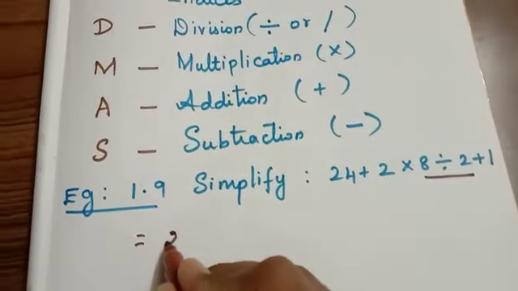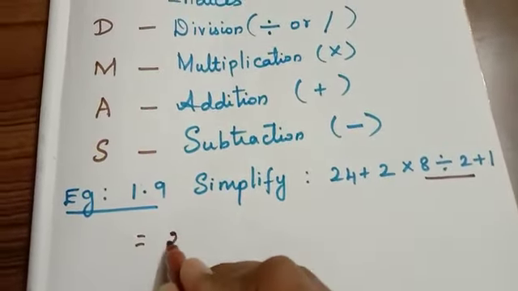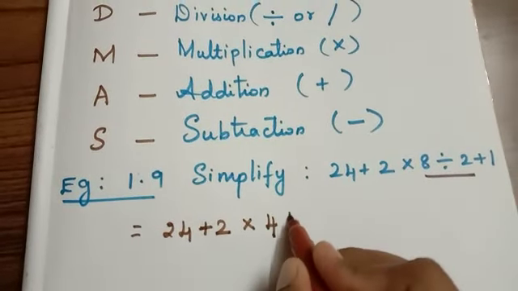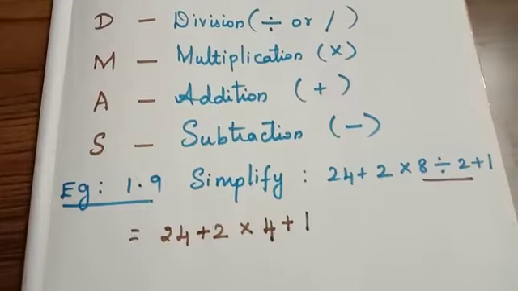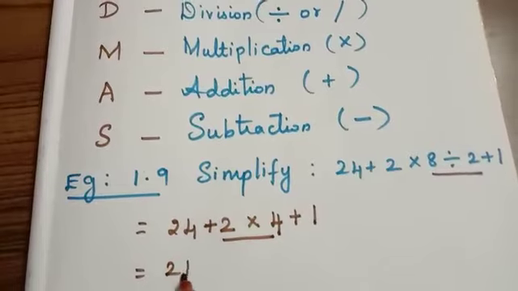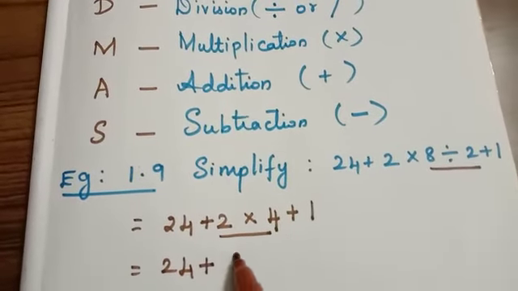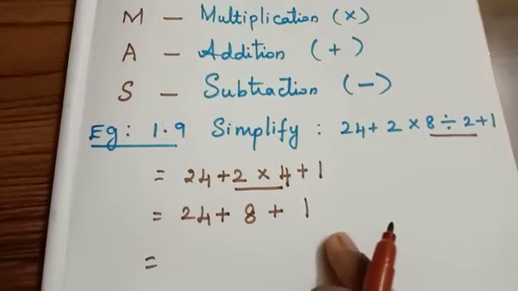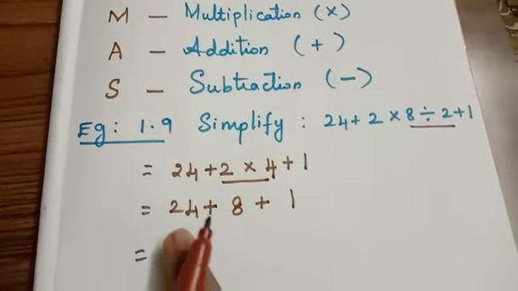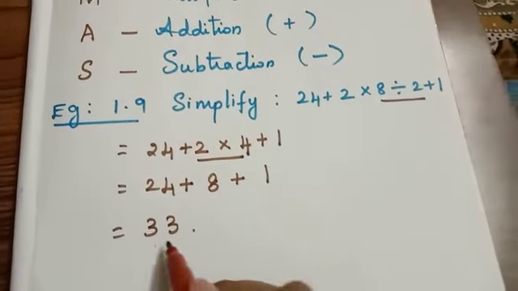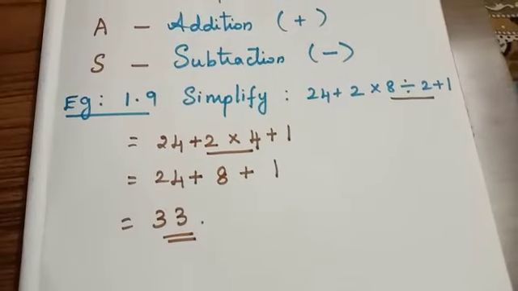So start with that. 24 plus 2 into 8 divided by 2. What is 8 divided by 2? 4. Then plus 1. So division we have finished. Then go for the multiplication. So 24 plus 2 into 4, 8, plus 1. Now go for the addition. Since all the values are additions, add straight away. 24 plus 8 is 32. 32 plus 1 is 33. So this is how you can solve the problem.